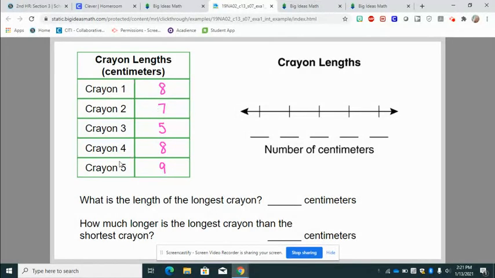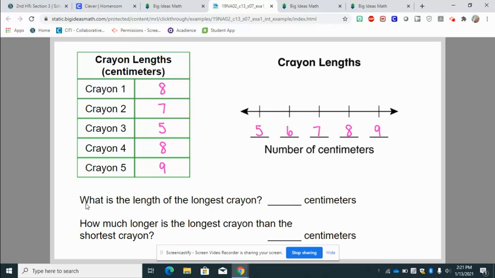So they measured 5 different crayons, and this is the length that they measured each crayon for. So now we're going to put our numbers on the number line, and we have to make sure we have enough, and that the number line is long enough. So our numbers are 5, 7, 8, and 9. So we need to make sure that we can put 5 through 9 on here. So there's 5, 6, 7, 8, and 9.